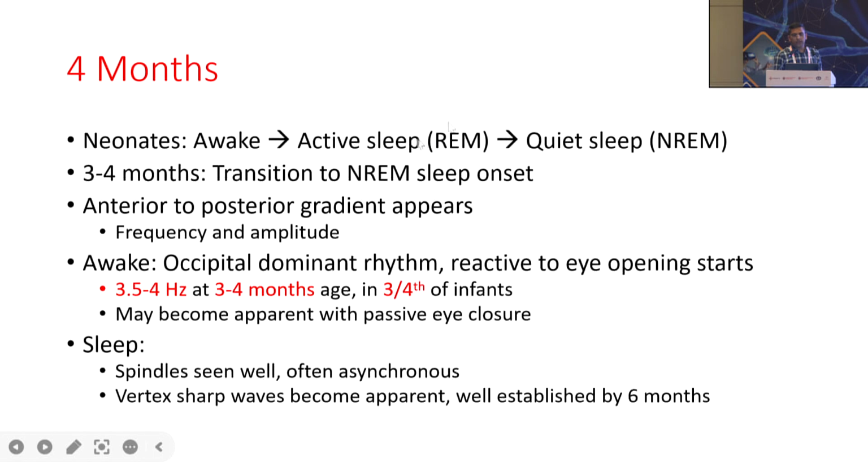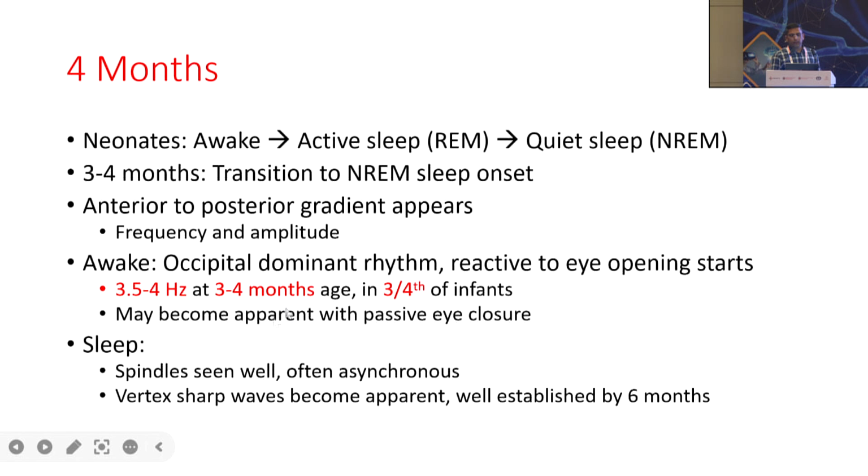So from this pattern of transition from awake to sleep, at around 3 to 4 months, they start going into NREM sleep instead of REM sleep equivalent. So that is one major change in the transition from awake to sleep. Second important milestone is anterior to posterior gradient starts appearing at 3 to 4 months of age, right? So awake to sleep, they go into NREM sleep starting from this age. Anterior to posterior gradient starts to be seen from 3-4 months of age.